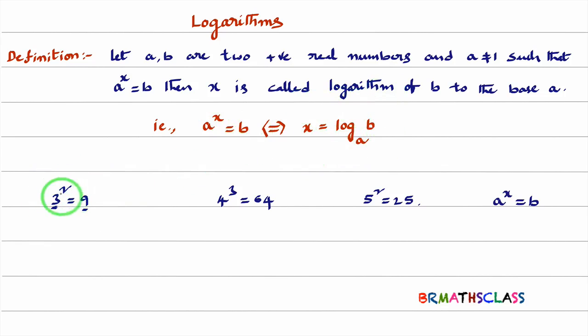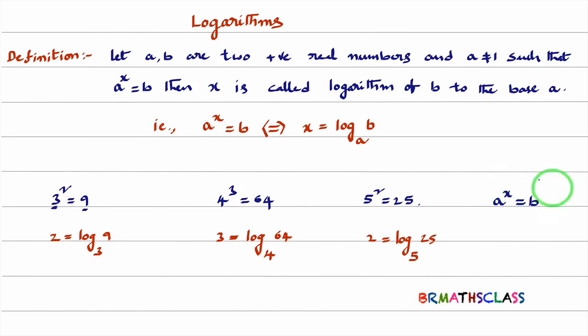2 is called the logarithm of 9 base 3. From the definition, if you identify 4 cube equal to 64, you write the logarithmic form: 3 is the logarithm of 64 base 4. I hope you are understanding. Now you see 5 square equal to 25. 2 is called the logarithm of 25 base 5.